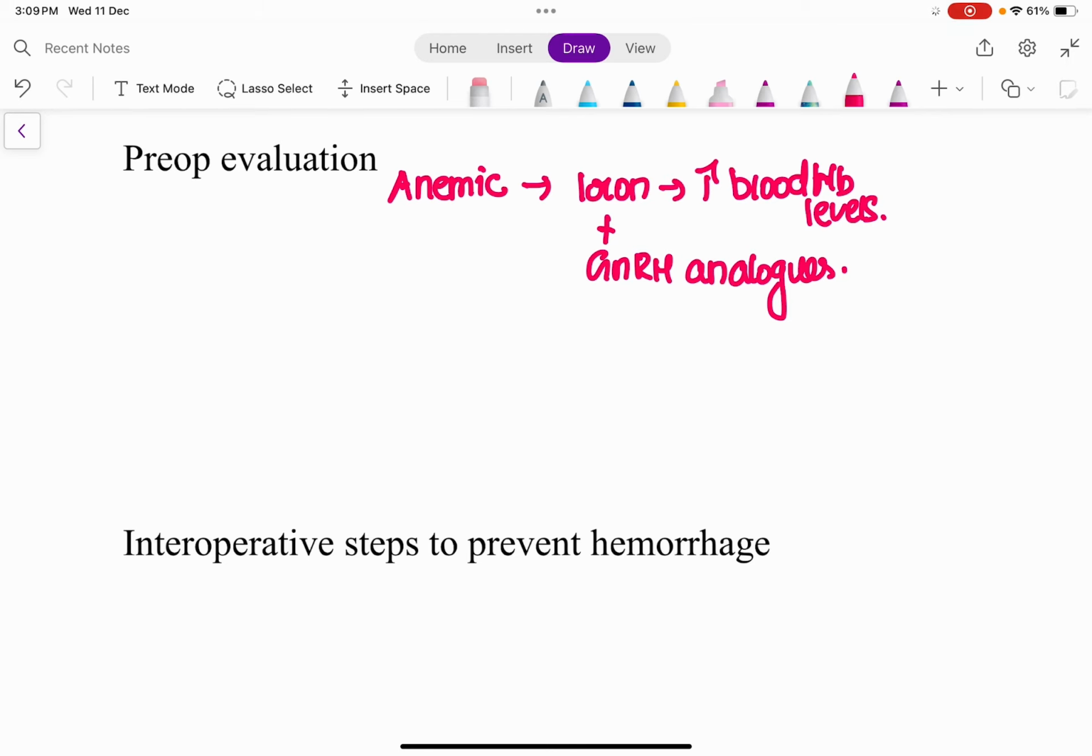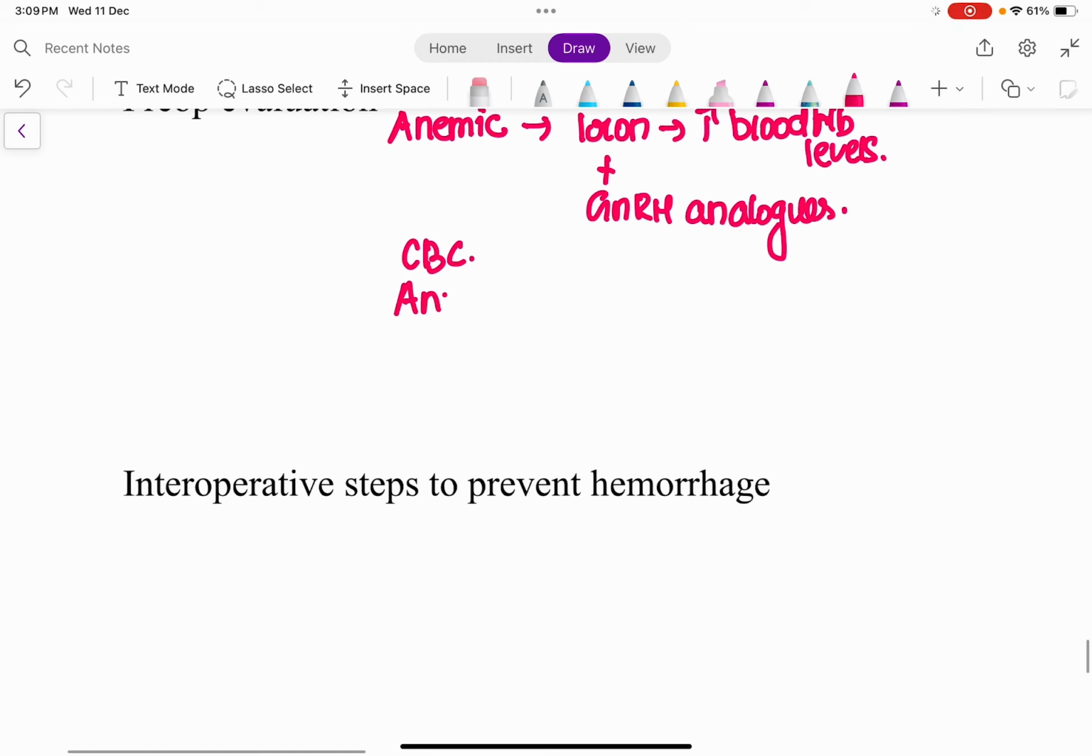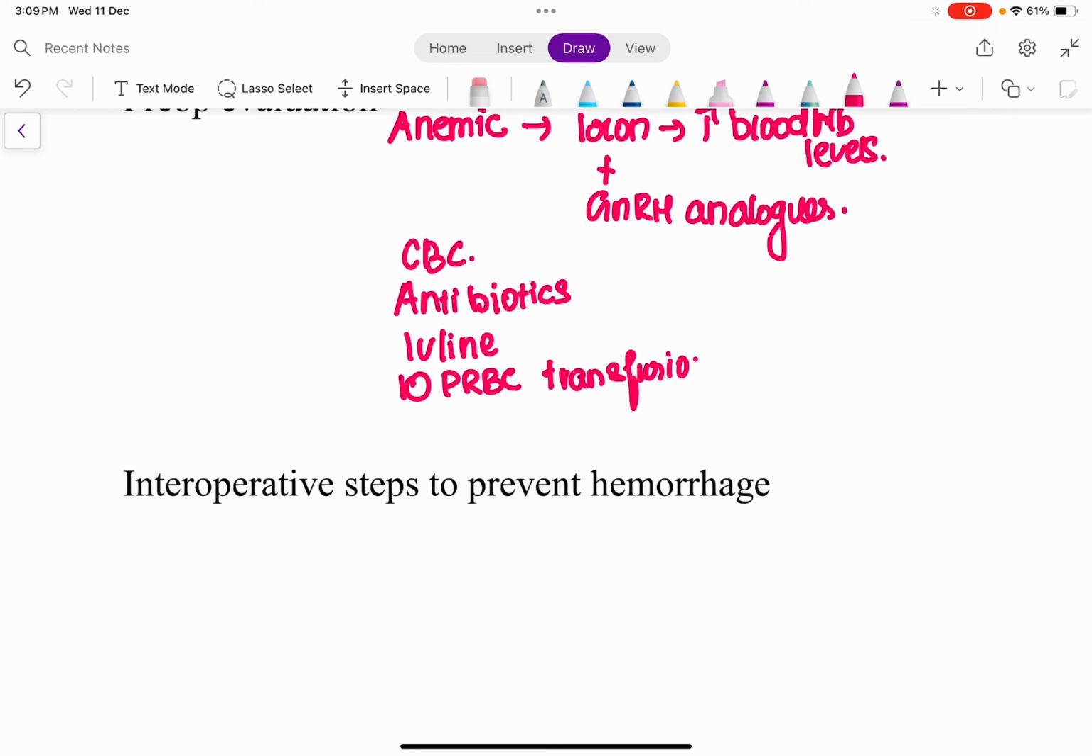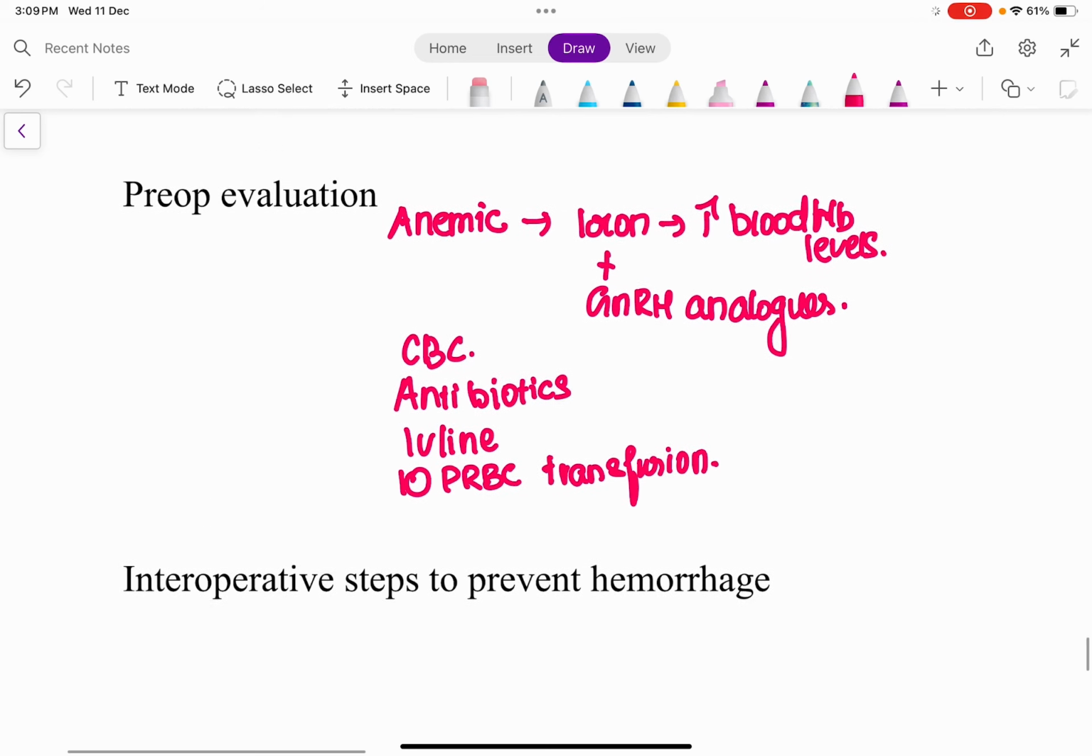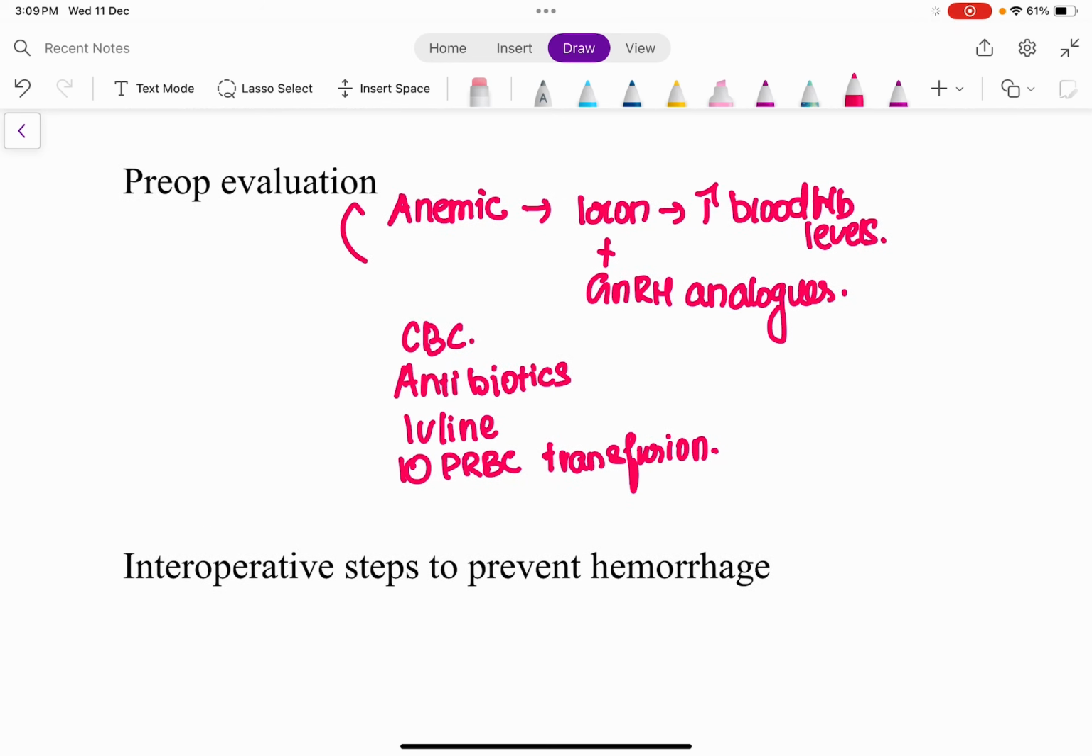Is that clear? So preoperative management has to include the complete blood workup. You have to do the CBC as well. If there is any infection, give antibiotics. Prophylactic antibiotics have to be given. IV line has to be secured. And you have to keep in reserve 1 unit of blood for transfusion. So check everything and then take the patient to the table for the procedure. So pre-operatively, you have to make sure all these things are available.